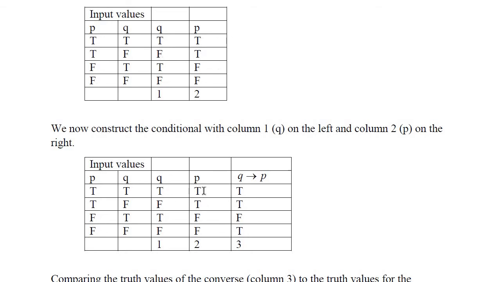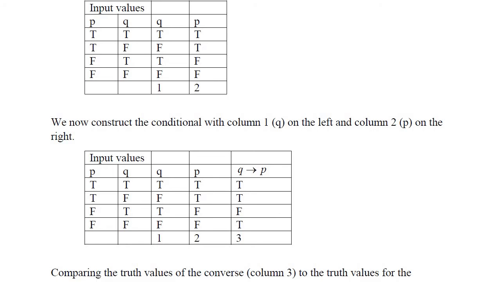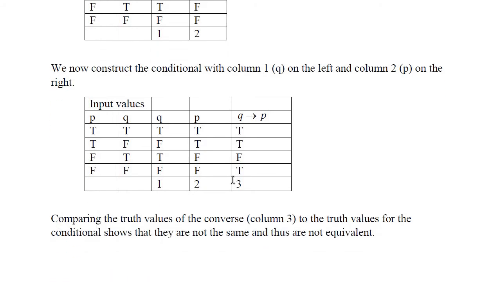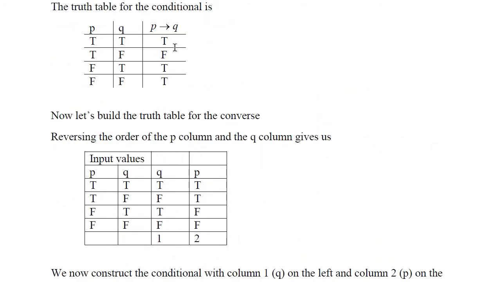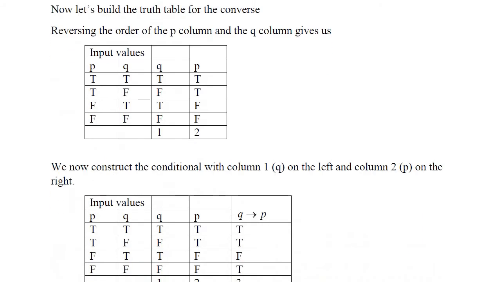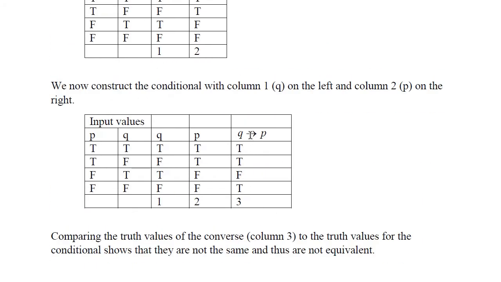So true pointing towards a true gives me true. False pointing towards true is true. True pointing towards false, that's the only time your conditional is false, is when you have a true on the left side pointing towards a false on the right side. And then false pointing towards false is a true. So comparing these truth values, true, true, false, true, to the truth values of our conditional, which is true, false, true, true, those are not exactly the same, so the conditional and the converse are not equivalent.